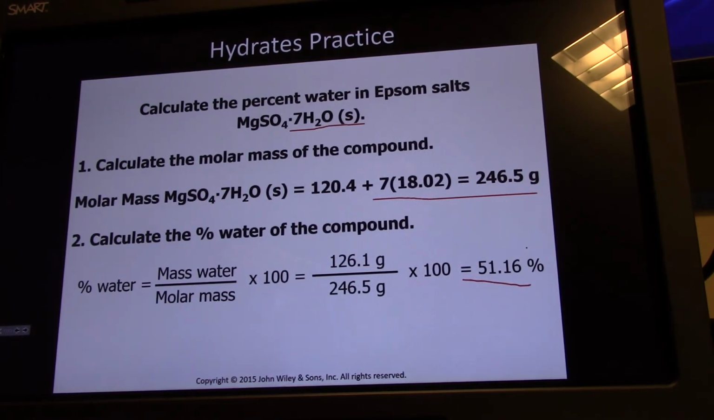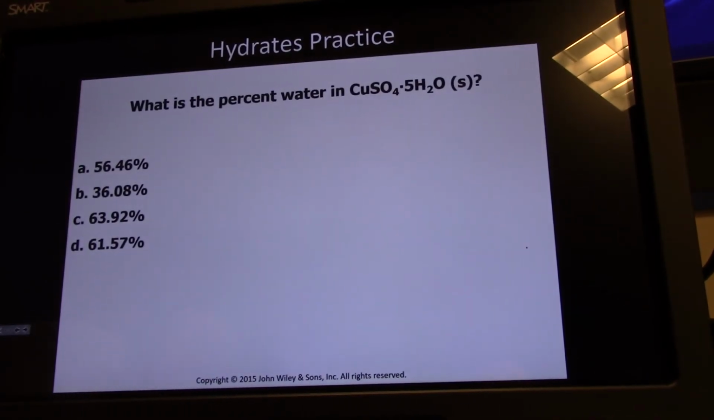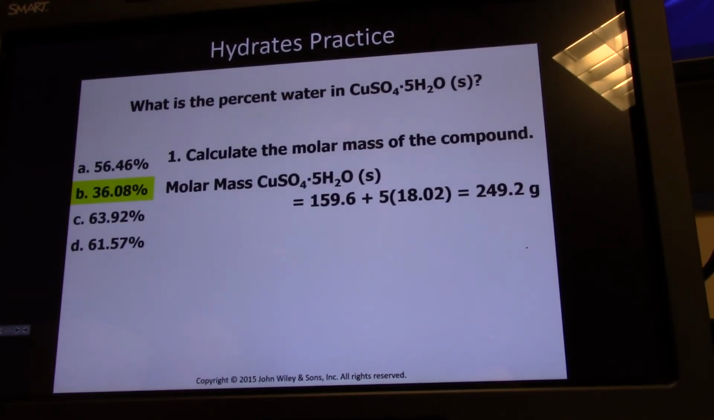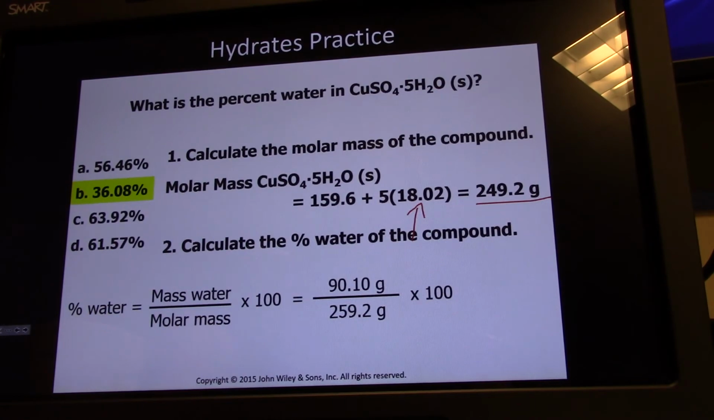All right. What is the percent water in copper(II) sulfate pentahydrate? Again, pretend you have a mole. Find the total molar mass of the compound. That includes the 5 waters. And now you take just the mass of water divided by the total mass, which also included the water. And we see it's 36.08% water by mass.